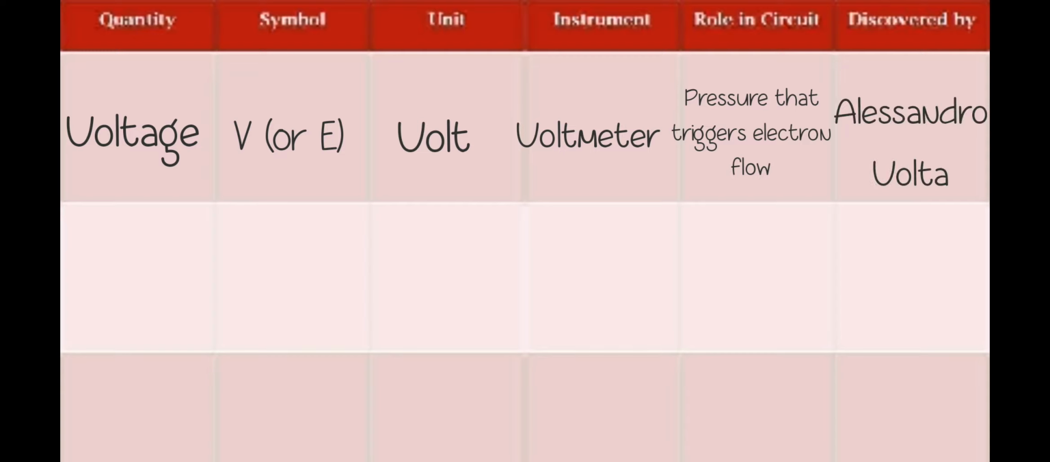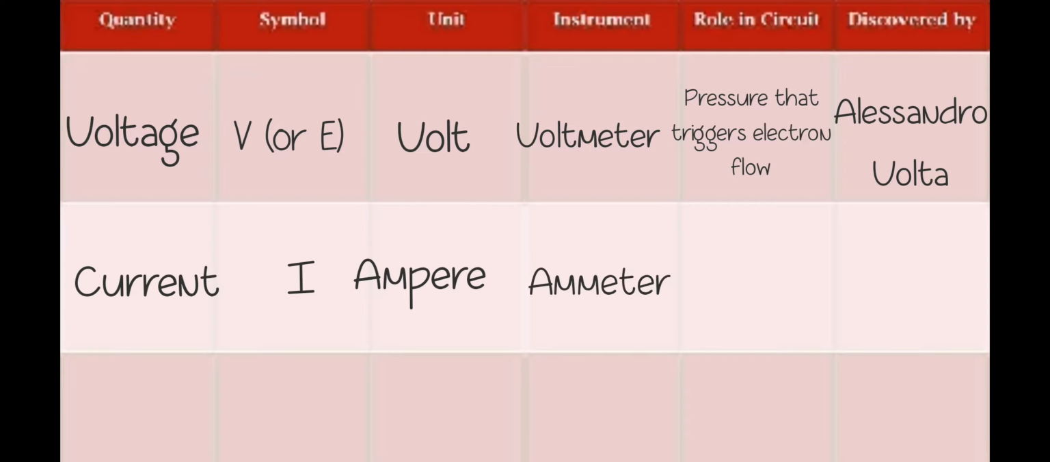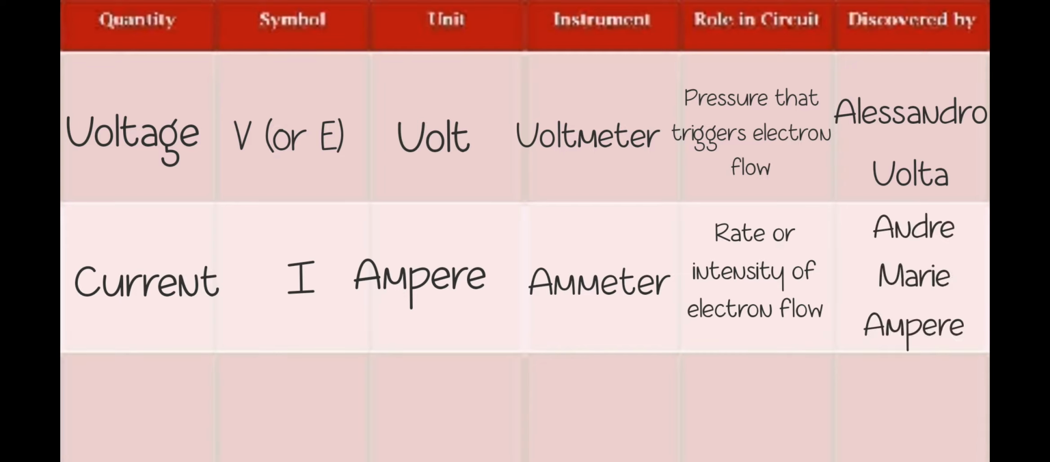Ang symbol ng current ay I, ang unit ay ampere. Ang instrument na ginagamit para ma-measure ito ay ammeter. Ito yung rate o yung intensity ng electron flow. Ito ay nadiskubre ni Andre Marie Ampere.